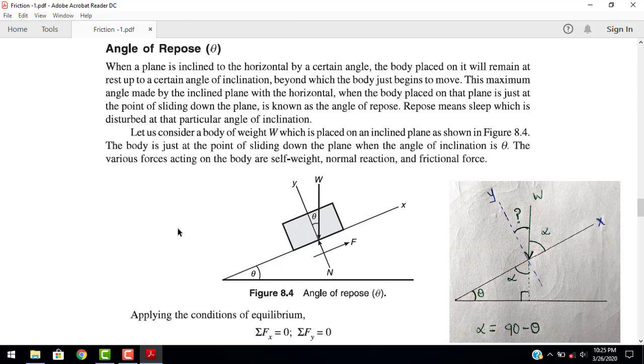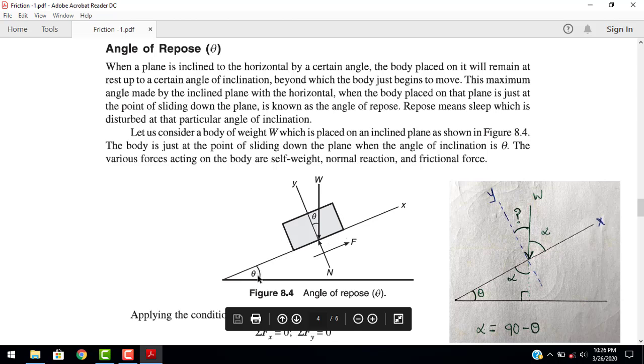Now, as per the statement, this is our horizontal plane and this is our inclined plane, which is inclined to the horizontal at an angle theta. On this inclined plane, a block of self weight W has been placed. This angle of inclination theta, now I will consider it as 20 degrees. At this angle the body does not slide down.